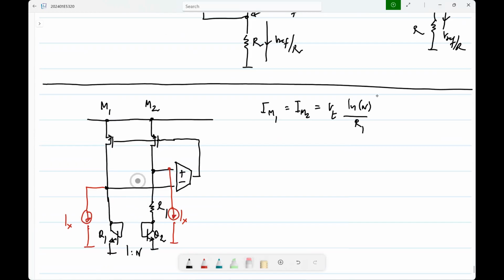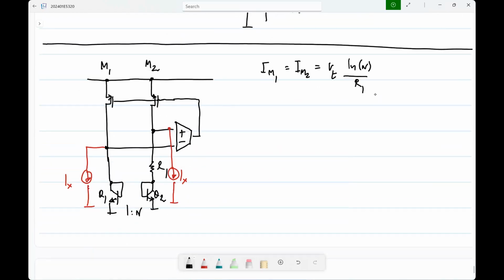So what is the difference in VBE? What's the voltage drop across R1? VT log N. If you have equal currents through the two transistors of size ratio 1:n, the VBE difference will be VT log N. It doesn't matter what the current is, right? So even in this case, the currents through the transistors will be in the with Ix.